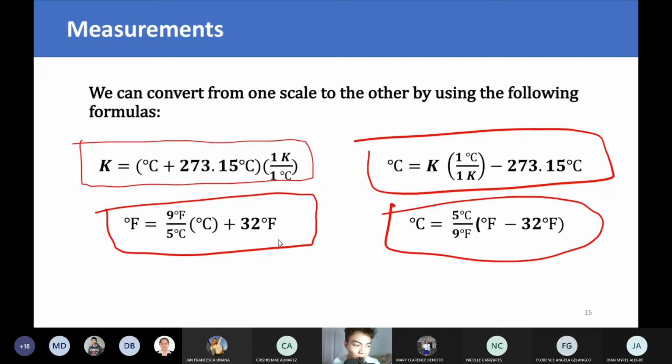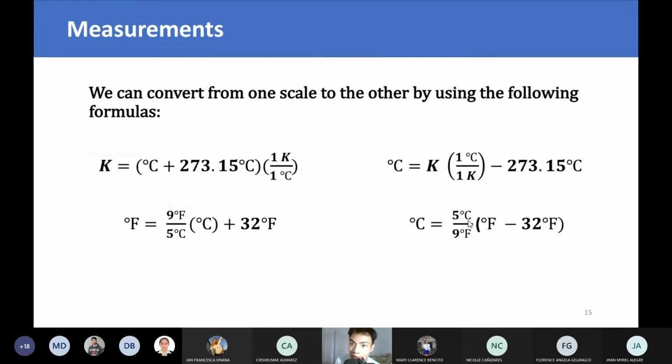Kailangan ba kabisaduhin to? Pwede naman. Okay, pwede naman. Bakit? Kasi ako nagpapa-index card ako yan. So pwede nyo ring i-apply yun sa quizzes nyo at home. Okay, so ganun. So that's 9/5 degrees Celsius plus 32. Ito yung conversion from Celsius to Fahrenheit na.